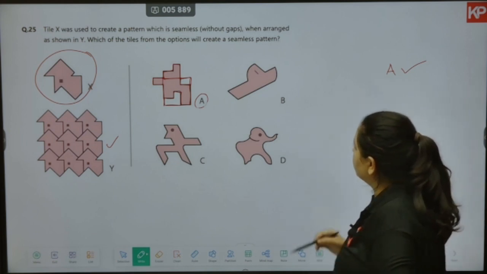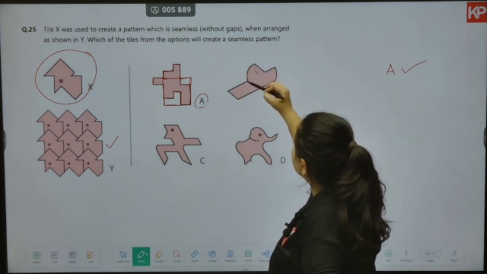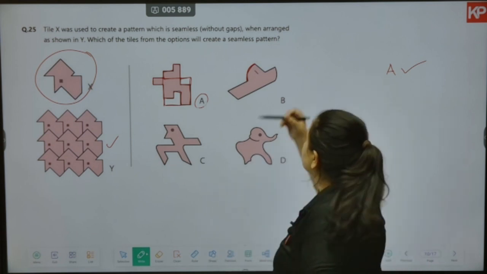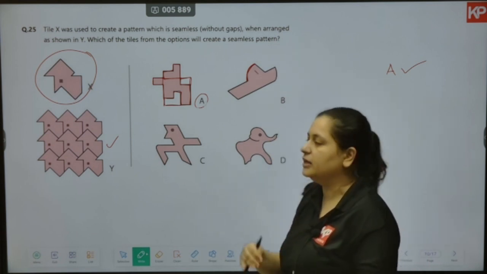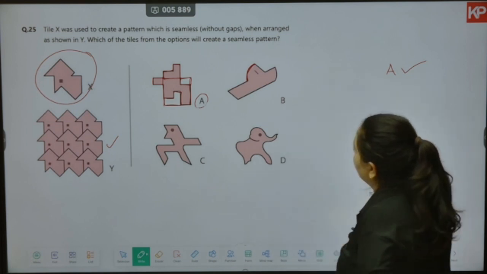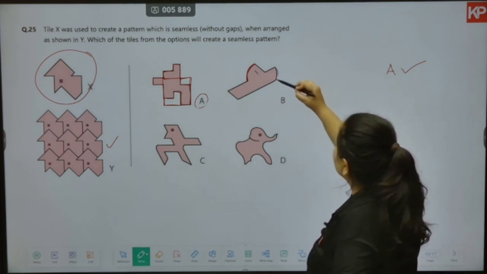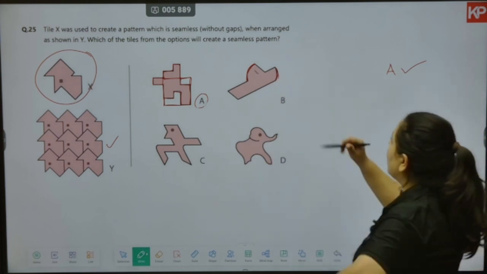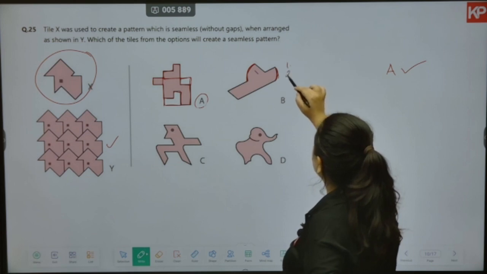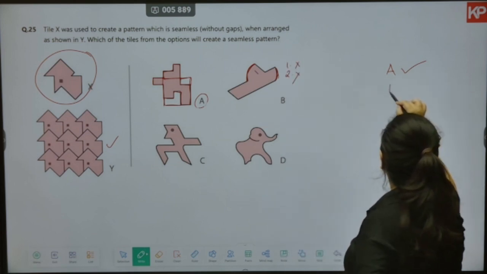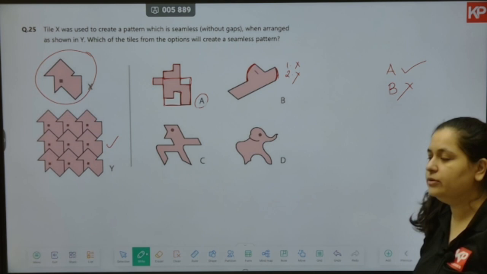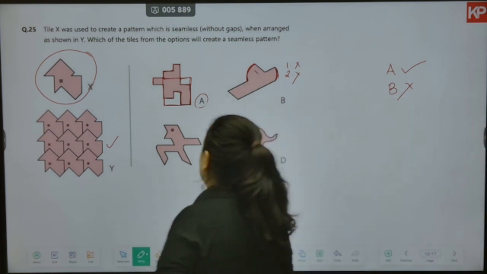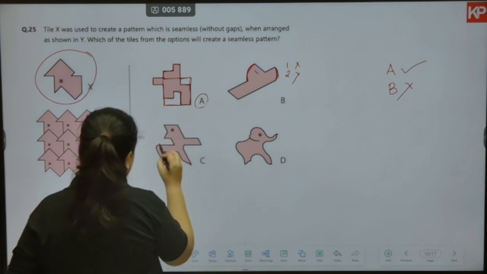Now what is happening with B? First of all, we have this one curve at the top, but we do not have any such curve at the bottom. So when it tries to fit with each other, it is definitely going to leave some kind of a gap. Also, towards the right we see a curve and towards the left we do not see a similar curve. So by both these means, top and bottom and left and right, it is not going to tessellate. So the shape in option number B is not going to tessellate. Let's check what is happening in option number C.